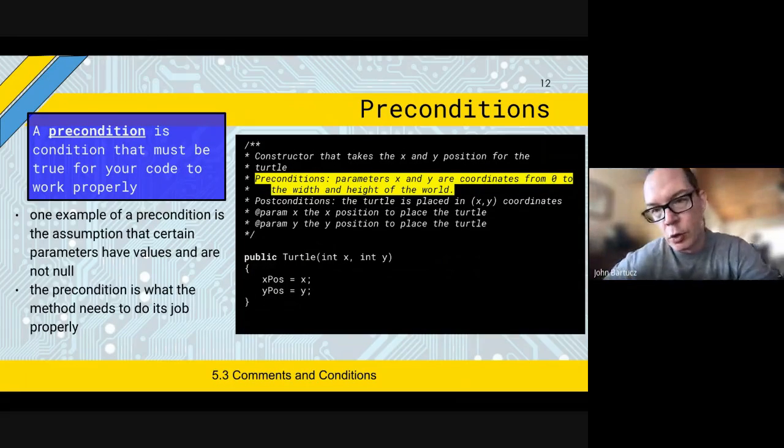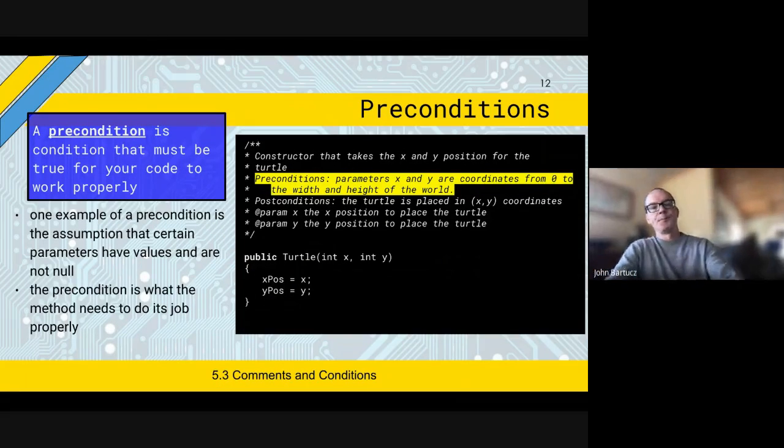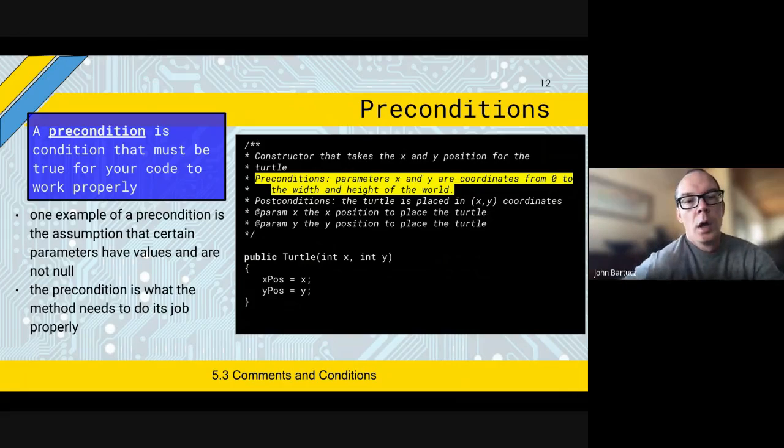This you do need to know for the exam. So preconditions mean these things will always be true before you even get into your method. So on the AP exam, they'll say, for example, the precondition for the turtle is that X and Y are integers that are within the range 0 to the proper width and height of the world.